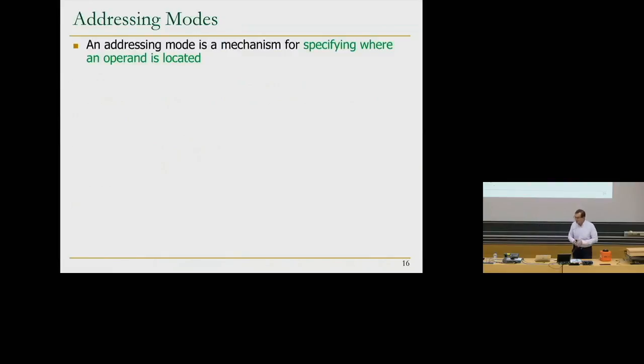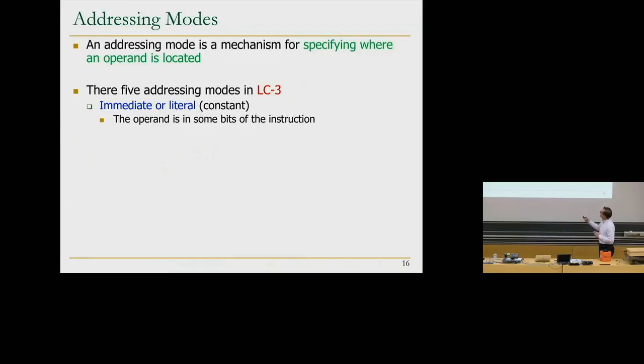There's also addressing modes, which I'm going to cover in a little bit more detail, because this exists a lot in the architectures that we're examining, and it's also important. But this basically is a mechanism for specifying where the operand of an instruction is located. How do you find the operand of an instruction? And we've seen already some addressing modes. I already told you a bunch of them. In LC3, there are 5 of them. Immediate or literal, constant.